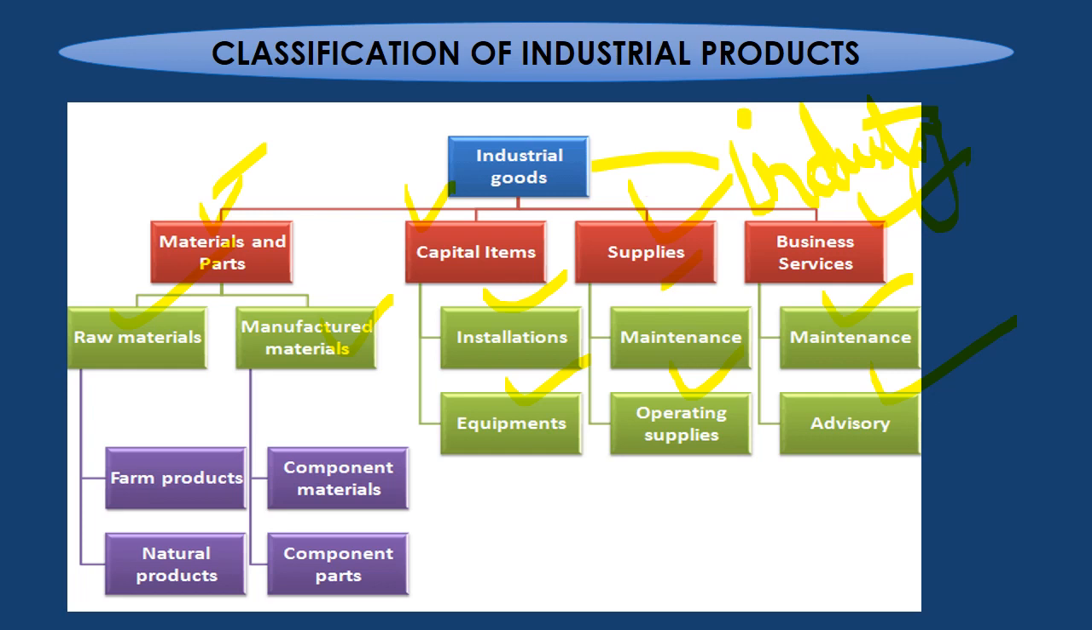Each of these is divided into two. Materials and parts is divided into raw material and manufactured material; capital items into installation and equipment; supplies into maintenance and operating; business service into maintenance and advisory. So for this maintenance, there's a shortcut for you to learn it. Maintenance appears for two topics. Then here it's raw materials, manufactured materials, something that you can easily remember. Now, one more thing is, don't go into detail to memorize this particular chart for industrial goods. Just remember there's something called materials and parts, capital items, supplies, and business services. That is more than enough.